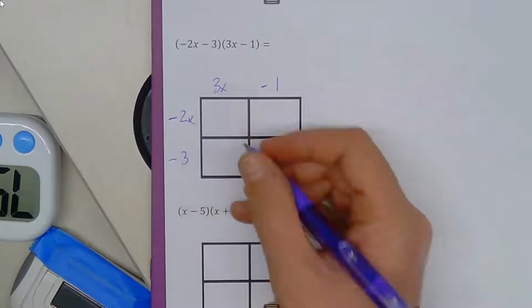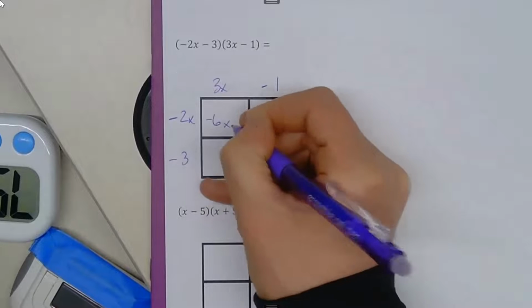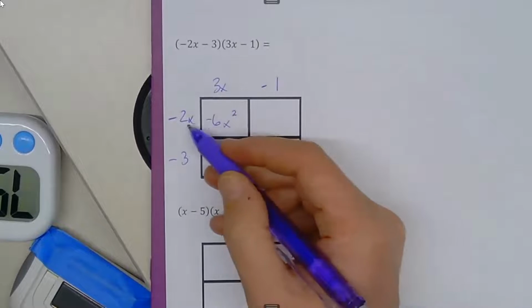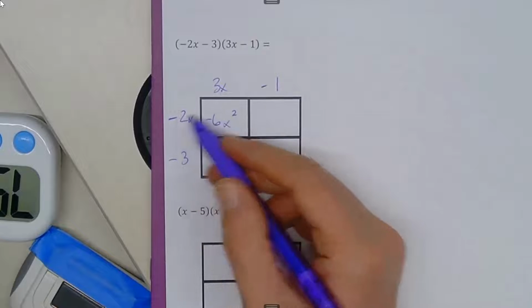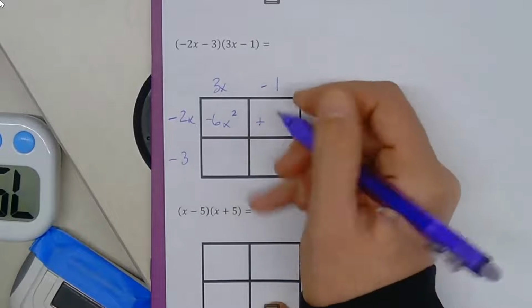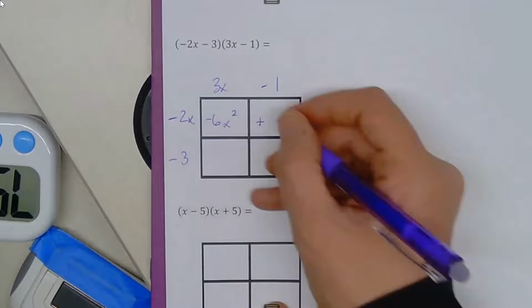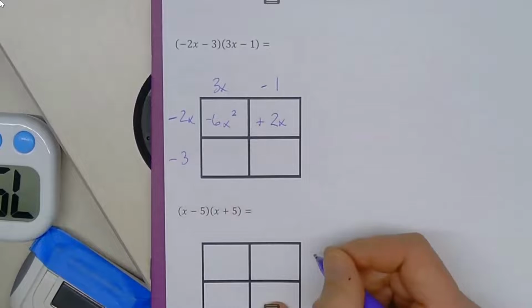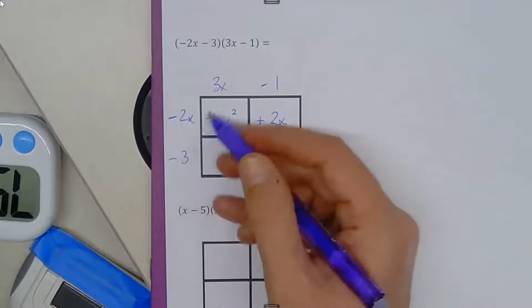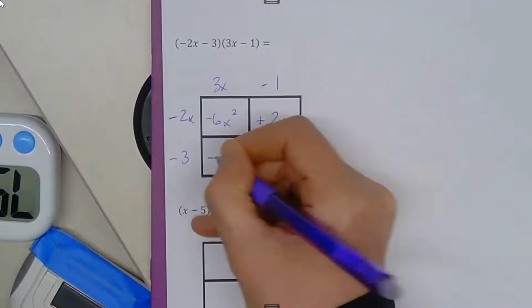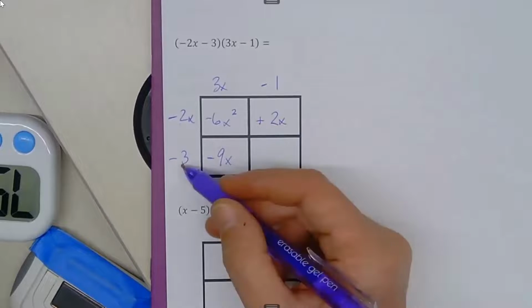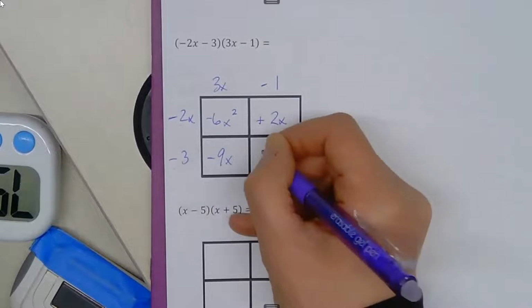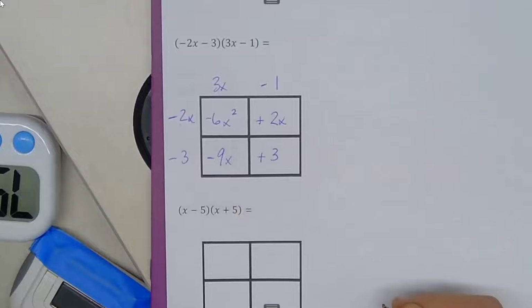Negative 2x times positive 3x is negative 6x to the second power, because x times x is x to the second power. Now I have negative times negative. So positive 2x times 1 is 2x. Here I have negative times positive. So that's negative 9x. Then finally I have negative times negative, which is positive, like that.